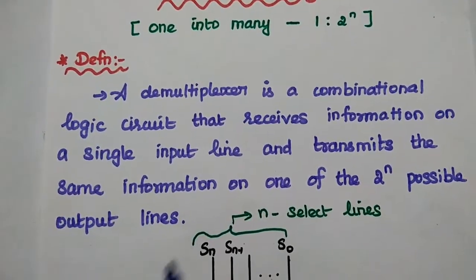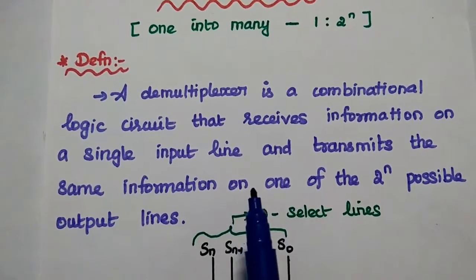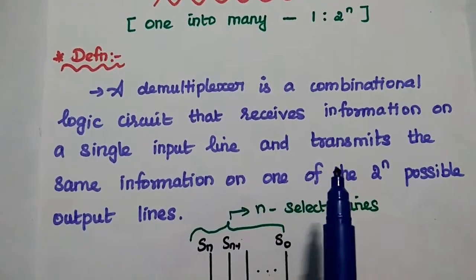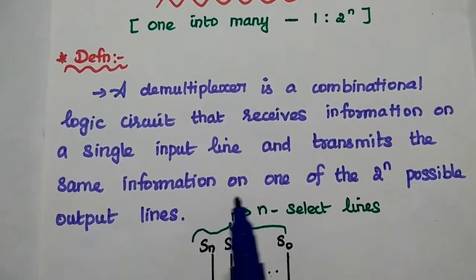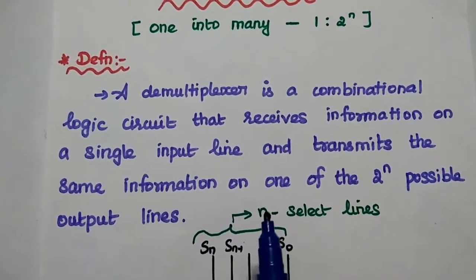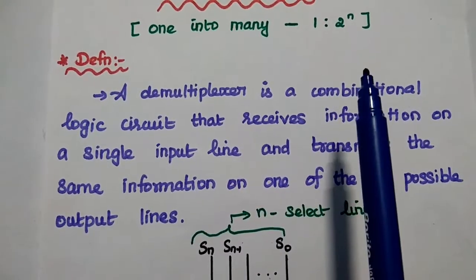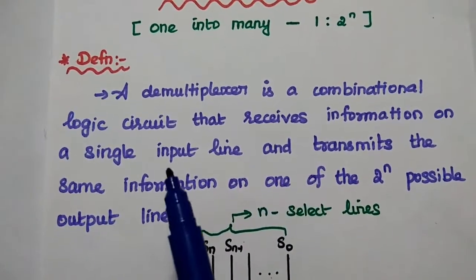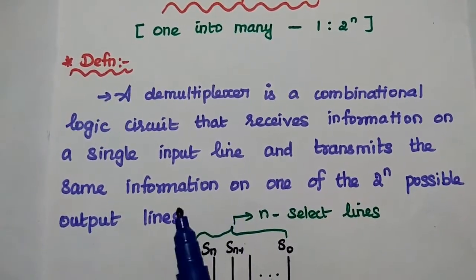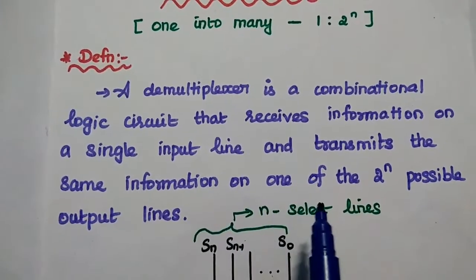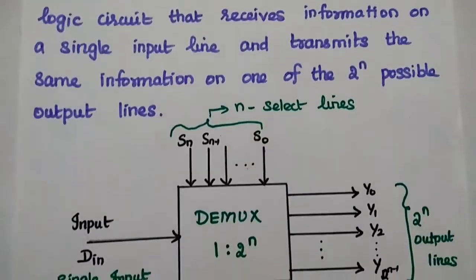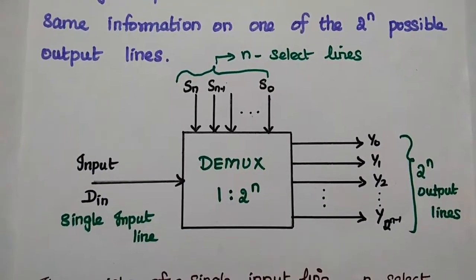It is defined as a combinational logic circuit that receives information on a single input line and transmits the same information on one of the 2^n possible output lines. Hence, it is called a 1:2^n logic circuit. Only one input line is there, but we can transmit the same information on one of the 2^n possible output lines. So this is the general diagram of the DEMUX circuit.